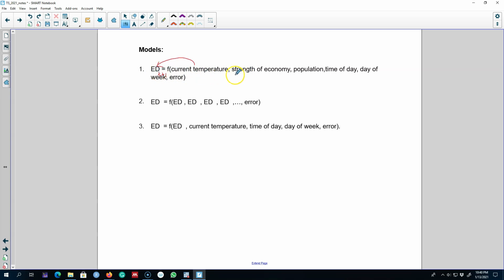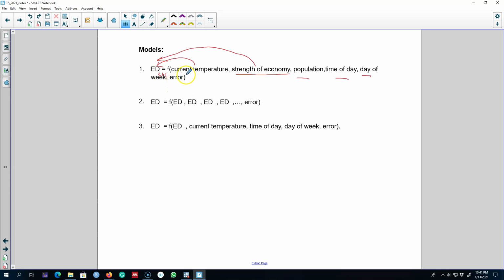Then if the economy is doing well, we would expect more electricity demand because firms may be using more electricity to run their businesses. Other factors could be population, time of the day or day of the week, etc. All these factors determine electricity demand in an area. So we can use the information of these factors to forecast electricity demand in the future. So this is the first type of model that we can use.